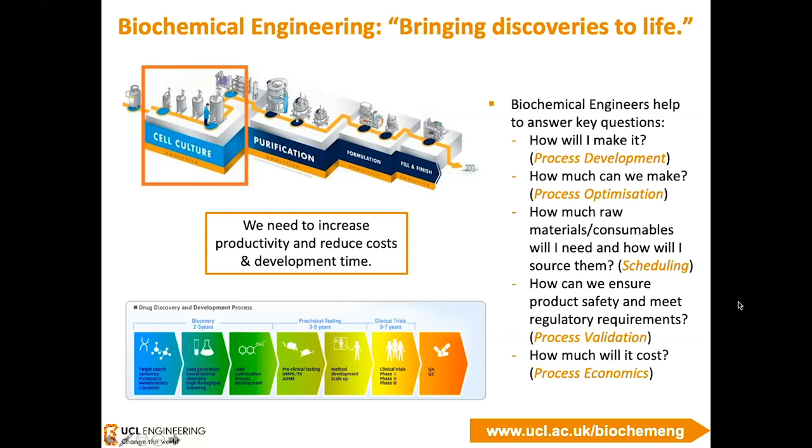How can I ensure product safety and that I meet regulatory requirements? If we're talking about substances that are intended for use in humans, the required purities are above 99.5%. So we need to take extra caution when designing and developing those types of processes. And obviously, how much will it cost to produce it, and will it be a financially sustainable process?